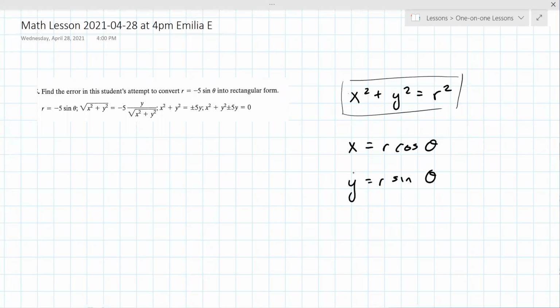So the student does the following. They say the square root of x squared plus y squared equals -5 y over the square root of x squared plus y squared. How do they do that? This one was confusing. Yeah, so let's try to unpack it.